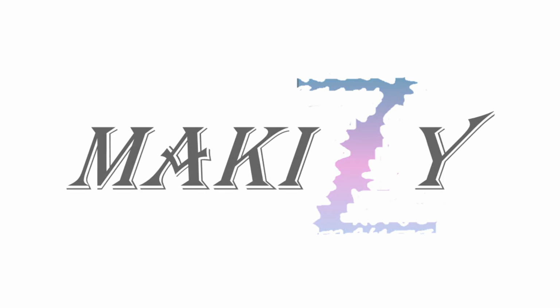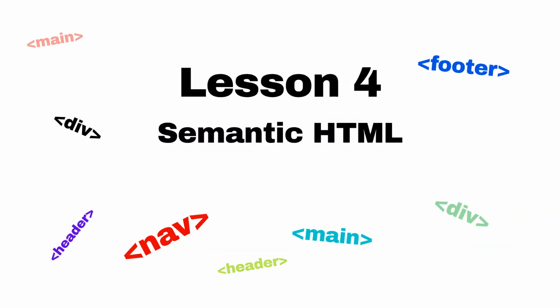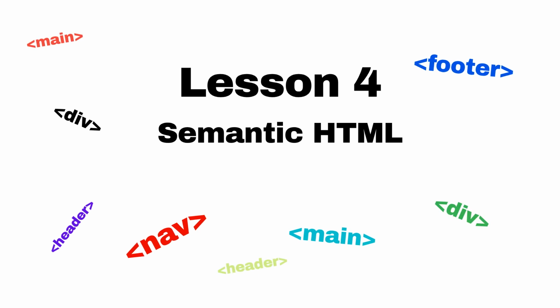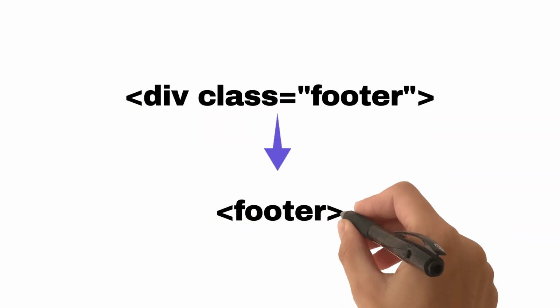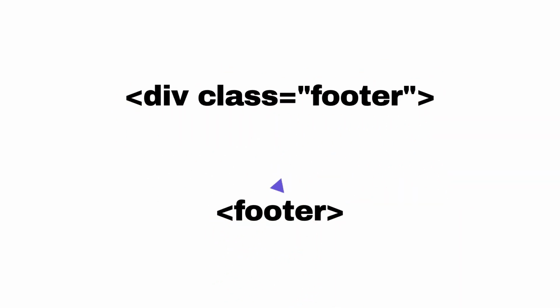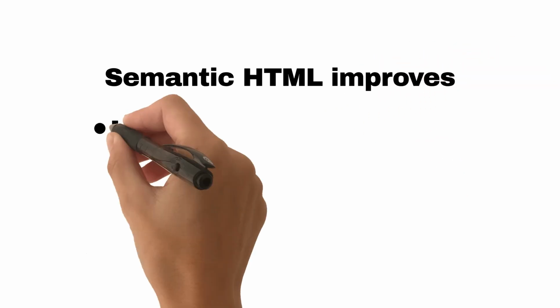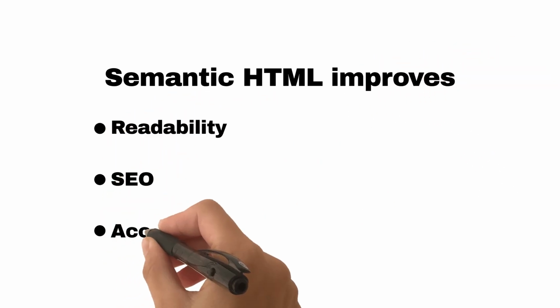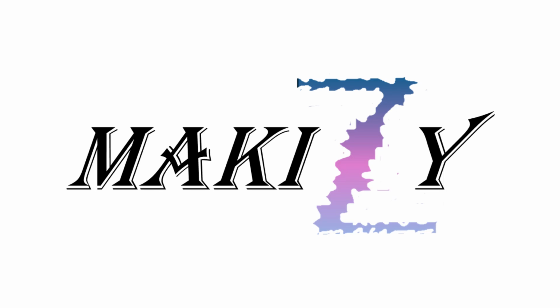Today's lesson is all about Semantic HTML, a simple but powerful concept that helps organize your code like a pro. When we say semantic, we mean tags that describe the meaning of the content. Instead of writing everything inside a bunch of divs, we use tags like header, nav, main, and footer. Semantic HTML improves readability, SEO, and accessibility. It tells browsers, screen readers, and search engines what each part of your page actually means.